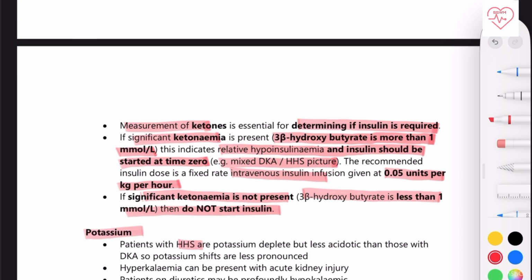Potassium: patients with HHS are potassium deplete but less acidotic than those with DKA, so potassium shifts are less pronounced. Hyperkalemia can be present with acute kidney injury. Patients on diuretics may be profoundly hypokalemic. Potassium should be replaced or omitted as required.